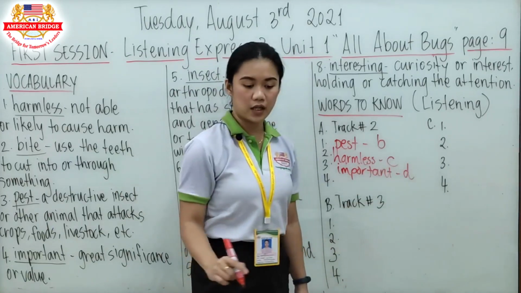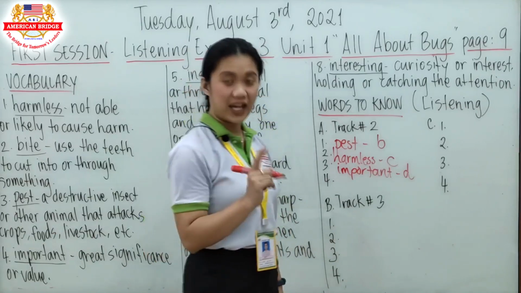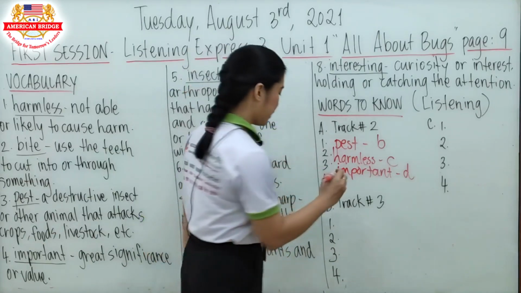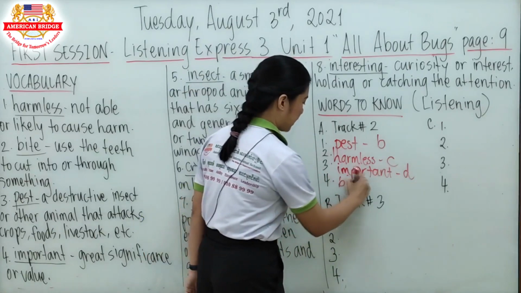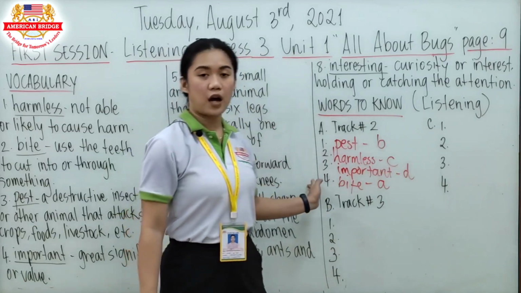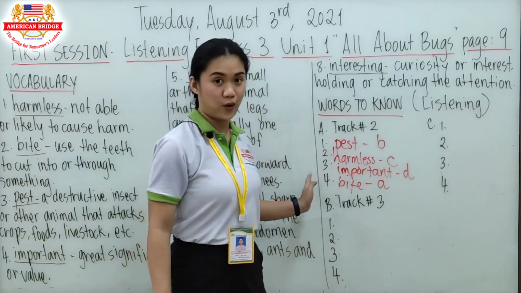And the last word is bite. Bite is to cut or tear with the teeth. So number 4 is bite, and letter A. So these are the answers for our part A, words to know A.